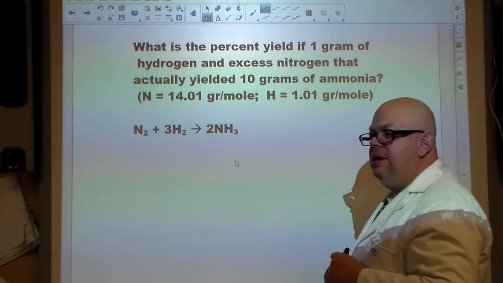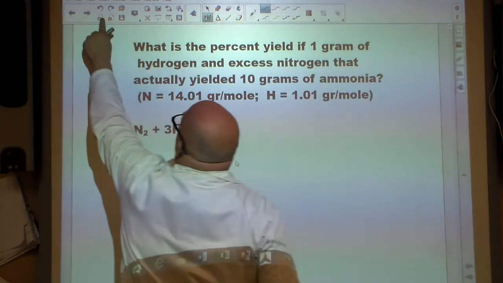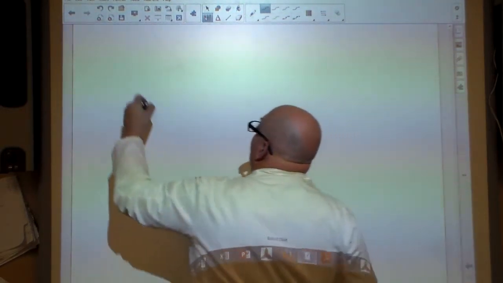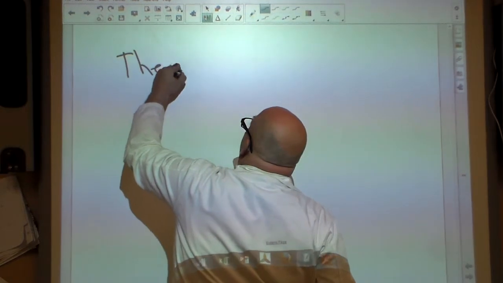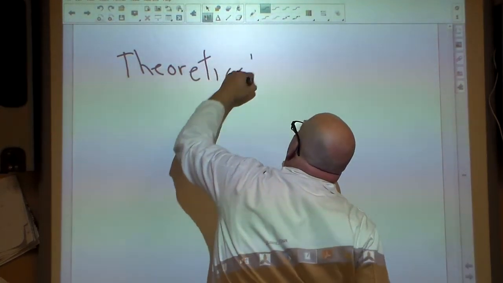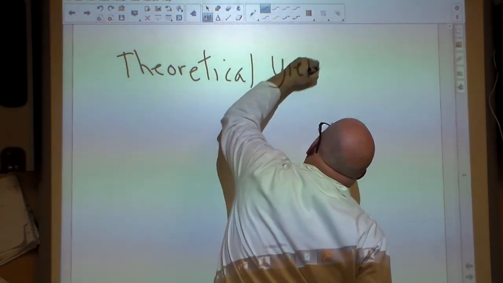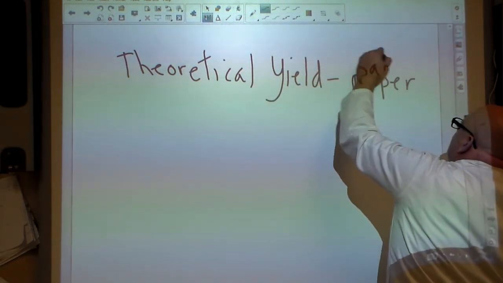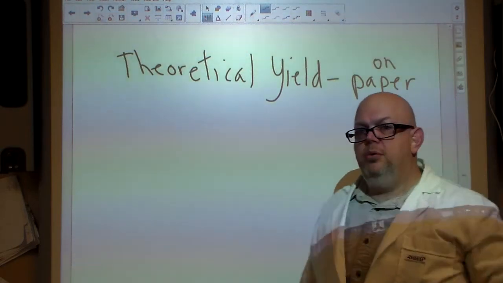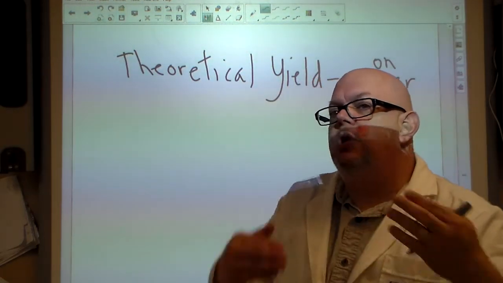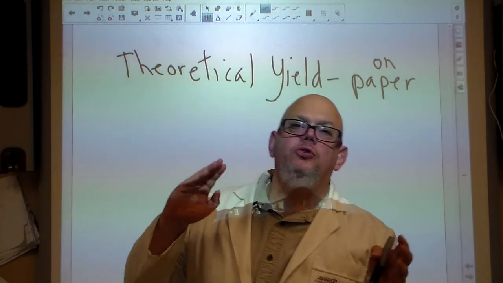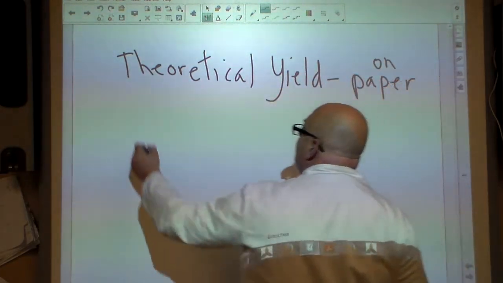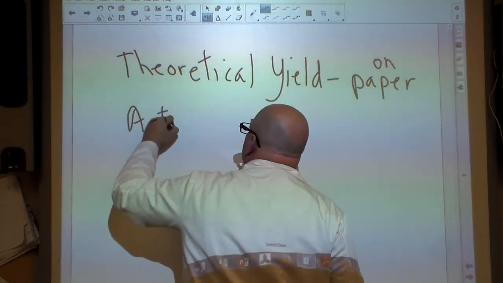But we need to talk a little bit about the formula, the idea behind the theoretical yield and the actual yield. Now the theoretical yield, this is what you calculate on paper. This is doing all the stoichiometry moves and the moles to moles and grams to moles and moles to grams and so on. Then we have what's called the actual yield.